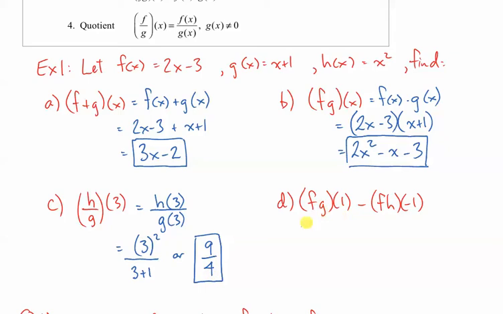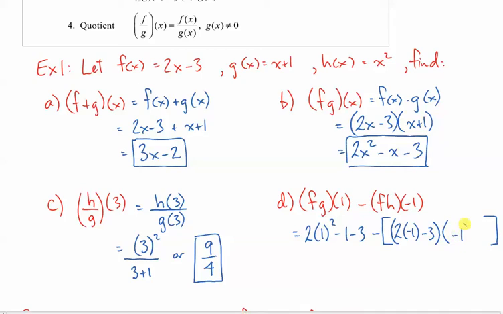Next one, I'm going to take advantage of the fact that I already know what f times g is from part B, and I'm going to substitute 1 into this answer. So I'm going to have 2 times 1 squared, subtract 1, subtract 3. That's the first part. Now I'm going to subtract all of this. I'm going to use a bracket, and I want f times h. This is f with a substitution of negative 1. And we put it in a bracket because all of f gets multiplied by h. Here's h, x squared with a negative 1 substituted. This is f, this is h, the substitution of negative 1.